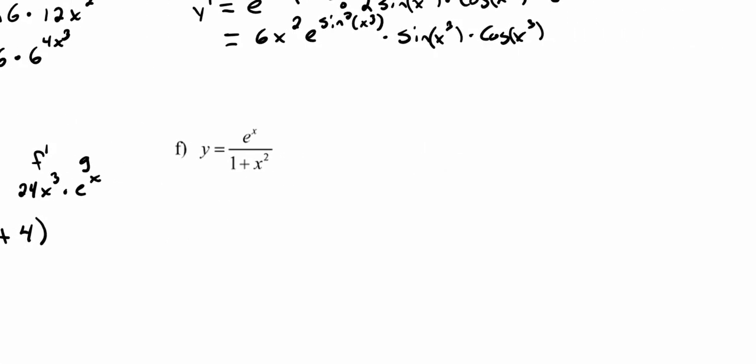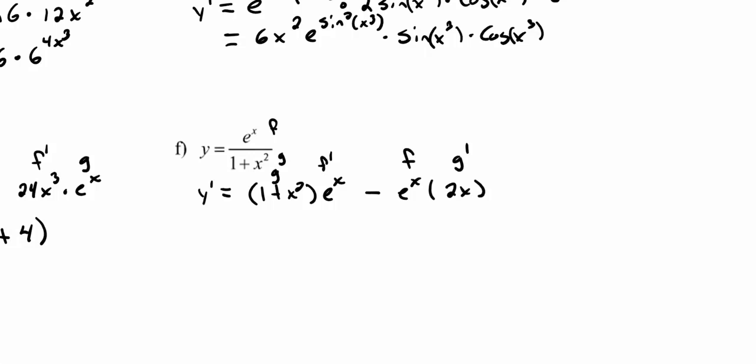All right, now a quotient rule example. So we'll do y prime is equal to, so this will be my f and that'll be my g. So g, which would be just writing 1 plus x squared again, right? So that's my g. And then f prime, so e to the power of x, minus, and then f, which is e to the power of x, times the derivative of g, so 2x. Okay, so that was f, and that was g prime, and then that's all over 1 plus x squared squared.